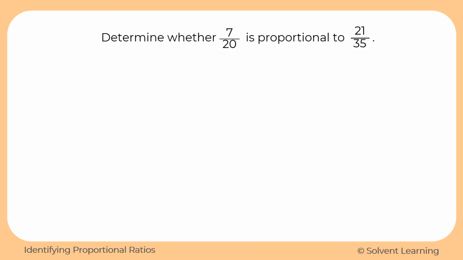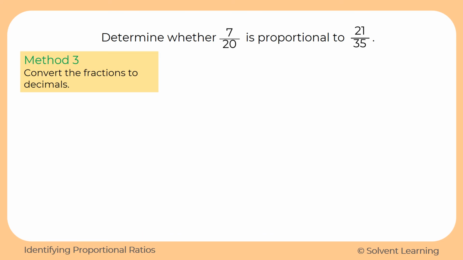Here's our last example. Determine whether 7 over 20 is proportional to 21 over 35. And our third method for this one will be to convert the fractions to decimals. So here's our two fractions. And remember, to convert a fraction to a decimal, we can divide the numerator by the denominator.